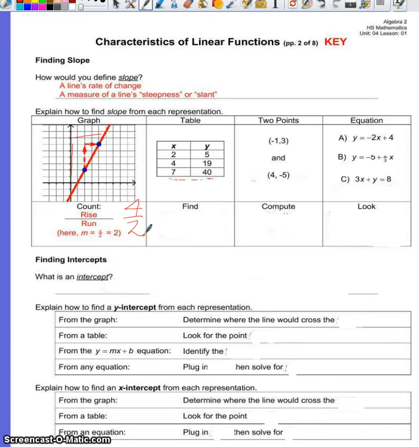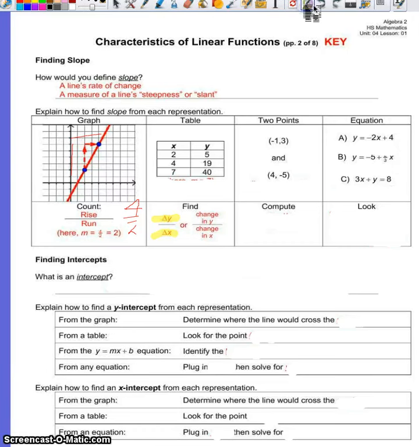So what if I have that data in a table? Well, if I have it in a table, I'm going to look at my change in y over my change in x. Now, you see this little symbol down here? Let me highlight it for you. This little symbol here, that's called delta. Delta y, delta x. That means the change in y and the change in x.